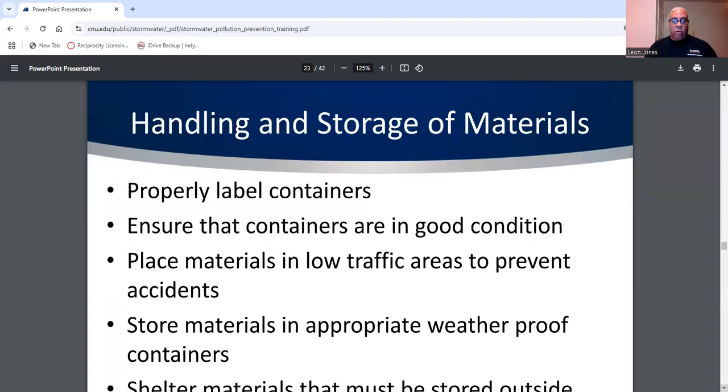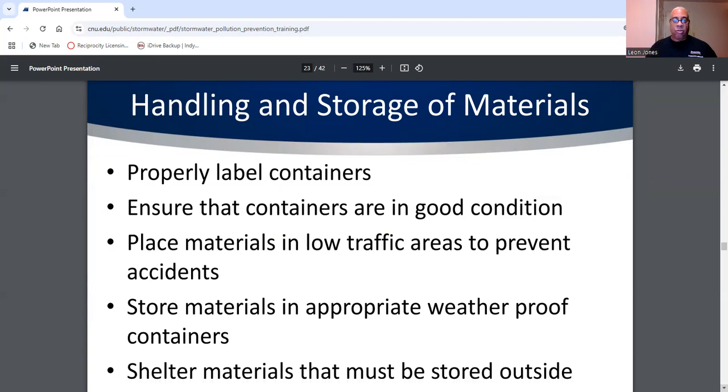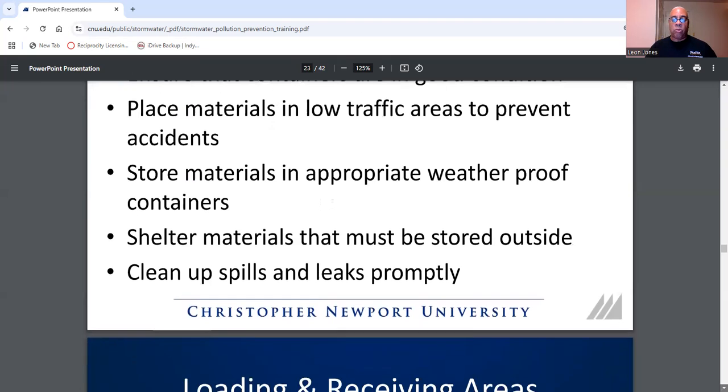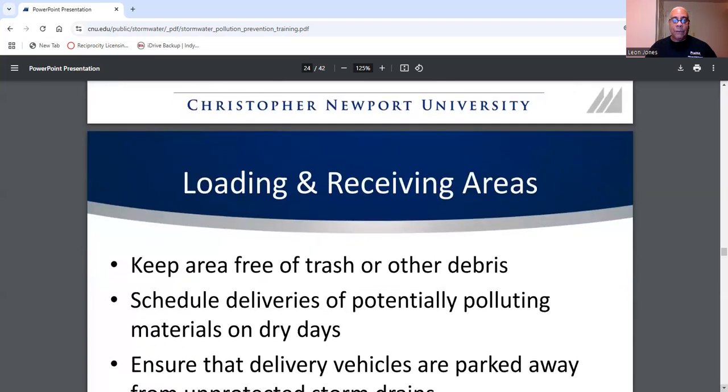Handling and storage of materials. Again, properly label all containers. Ensure that containers are in good condition. Place materials in low traffic areas to prevent accidents. Store materials in appropriate weatherproof containers. Shelter materials that must be stored outside. Clean up spills and leaks promptly.